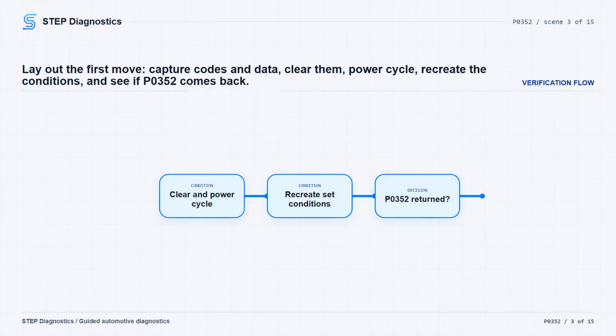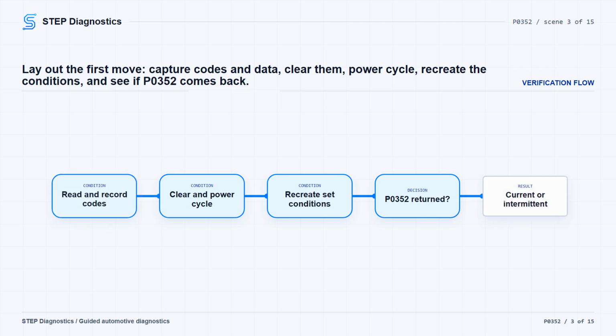Start by reading DTCs in all electronic control units and record what was stored along with the environmental data. Save the scan report and related recorded data so you know the conditions that were present when the fault set. Clear the DTCs, turn the ignition off for a minimum of 10.0 seconds, then turn the ignition back on. Reproduce the operating conditions that set the code, using the captured conditions as your guide, and read the codes again. If P0352 returns, continue with the circuit diagnosis. If it does not return, treat it as an intermittent condition instead of guessing at parts.